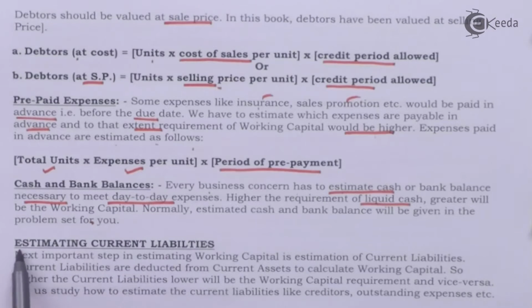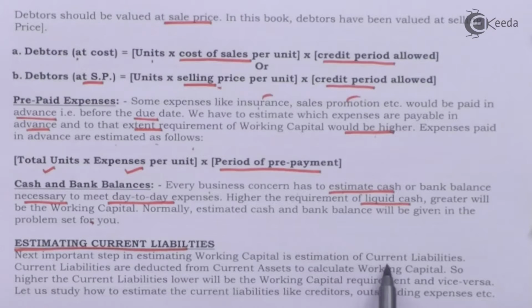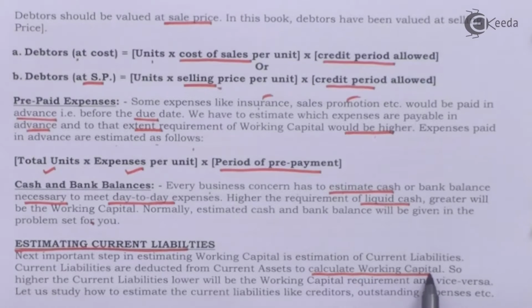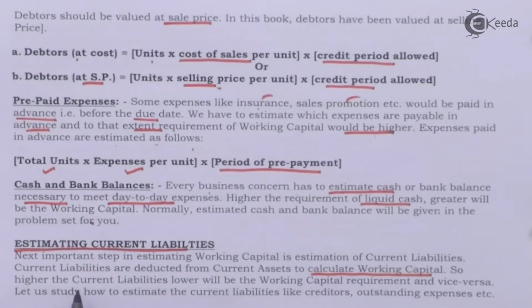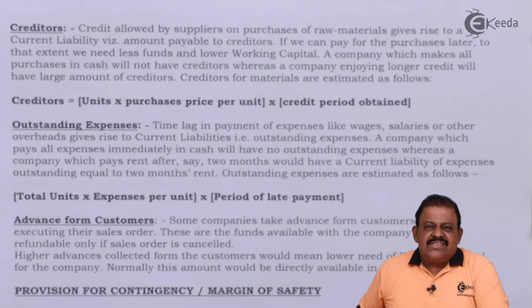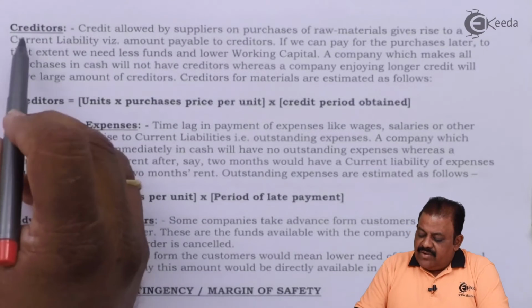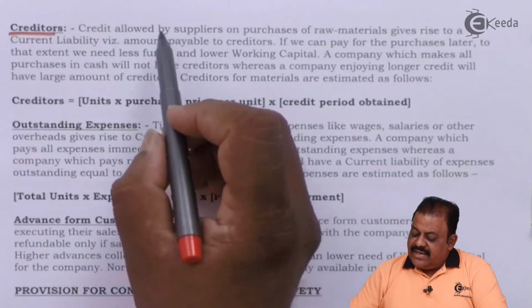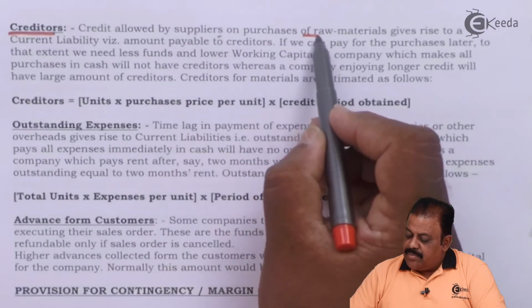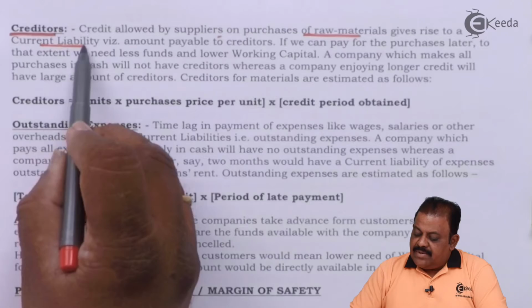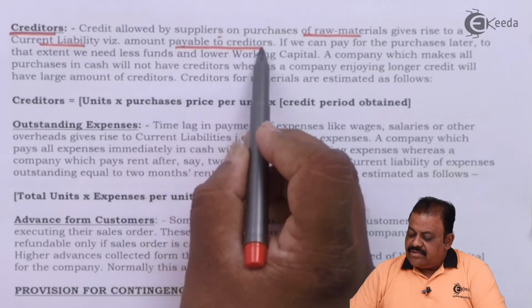Estimating current liabilities. We are required to calculate current liabilities, and those are required to be deducted from current assets to calculate the amount of working capital. So higher the amount of current liabilities, lower will be the working capital requirement and vice versa. We have a list of current liabilities, like we have creditors. That is, credit allowed by suppliers on purchase of raw materials gives rise to current liability. That is amount payable to creditors.